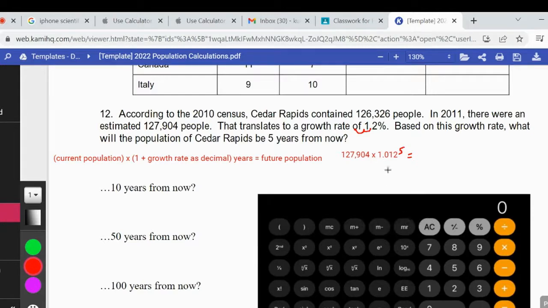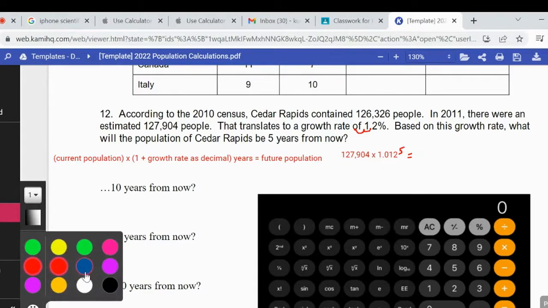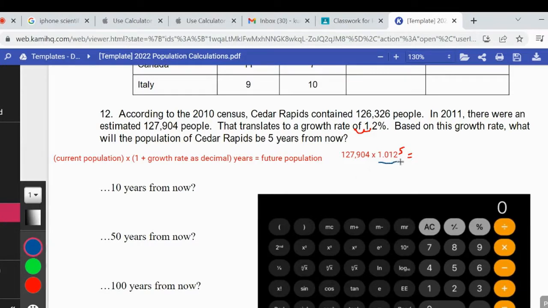So actually, I do this part first because it makes it way easier. I'm going to start out with 1.012. And then to do this exponent, to the power of 5, I use this button right here, X to the Y. I click that button, then since it's 5 years in the future, I click the number 5 and hit equals. And it gives me 1.0614573839, and a bunch of other digits.